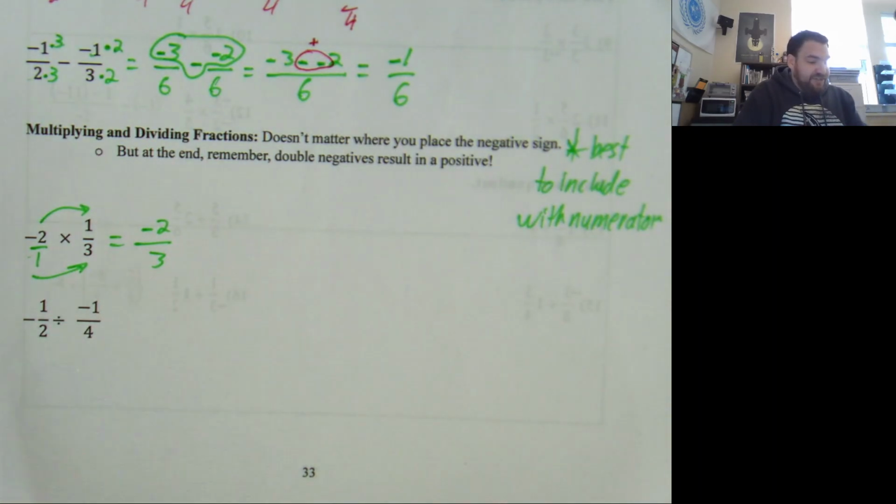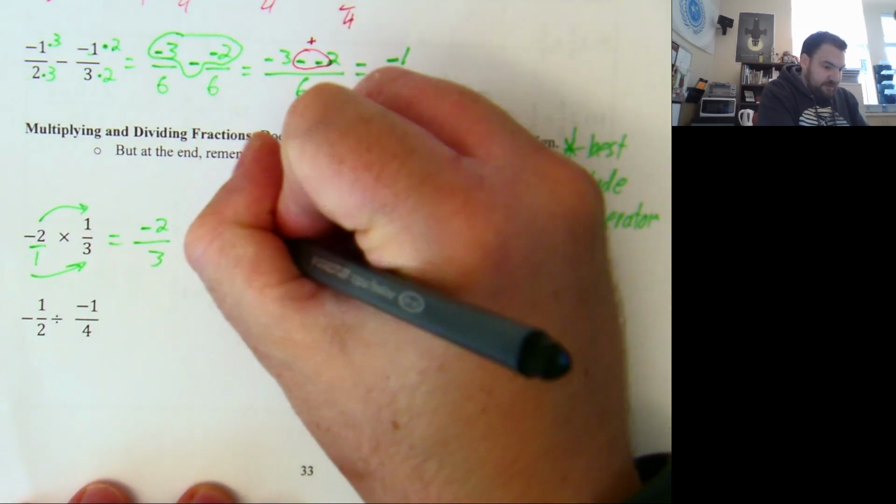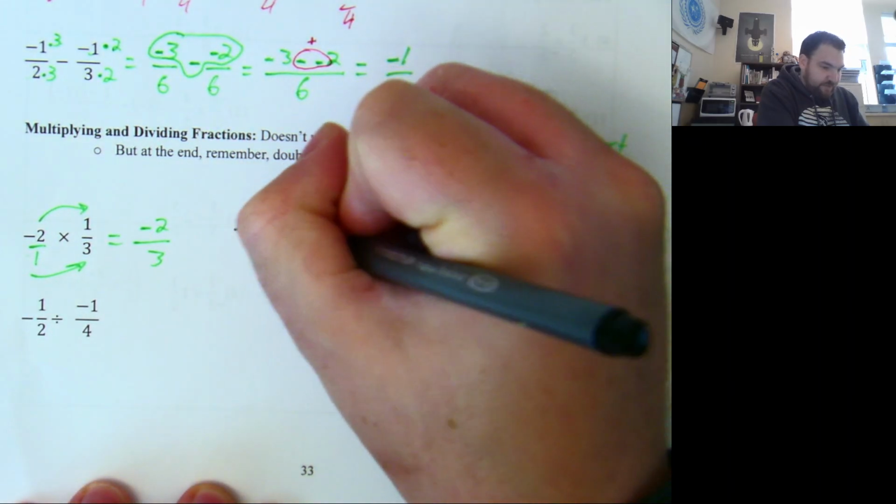I'm going to add another question in here. What if it was this? Negative 2 times negative 1 over 3.